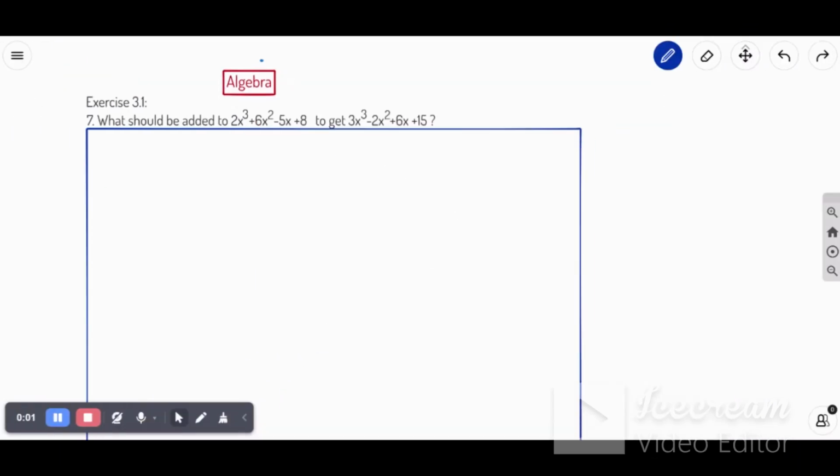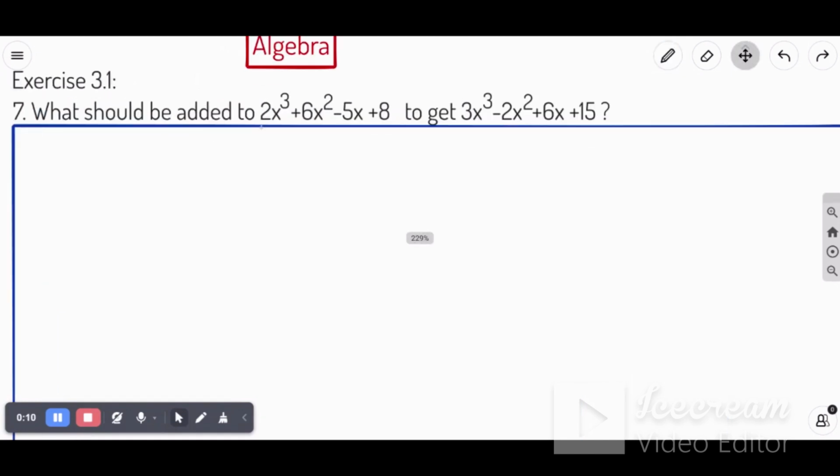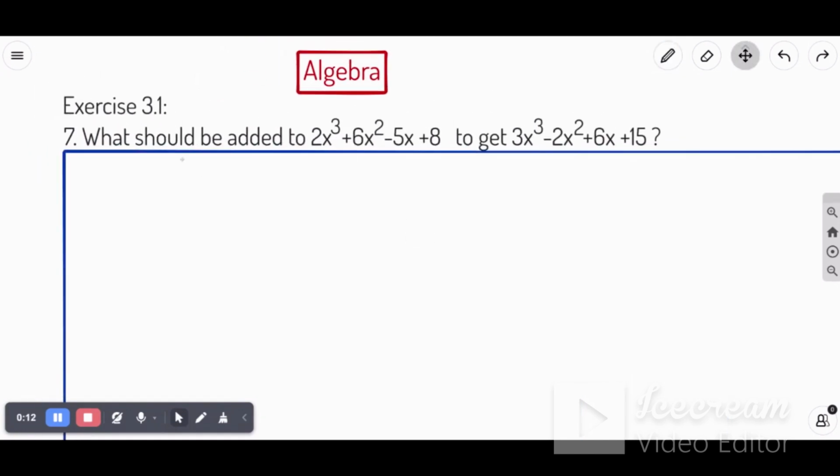Hi everyone. Let us start with algebra exercise 3.1 and question number 7 today. So let us see what is in the question first. What should be added? So you have to add something. What should be added to this polynomial to get this polynomial, which means you have to add something to this polynomial. So let us start the solution.